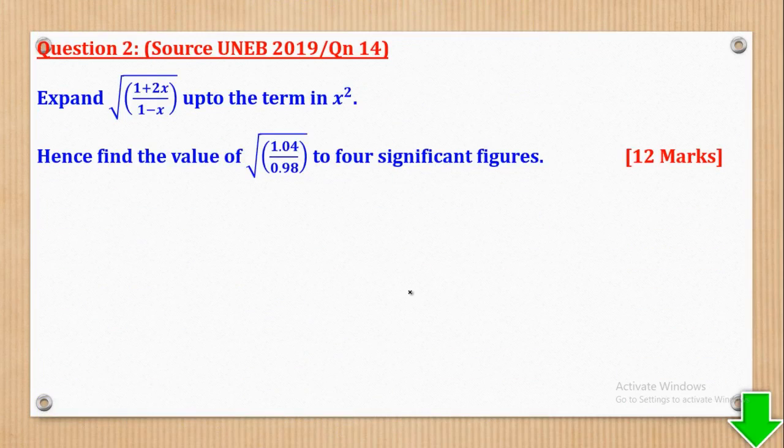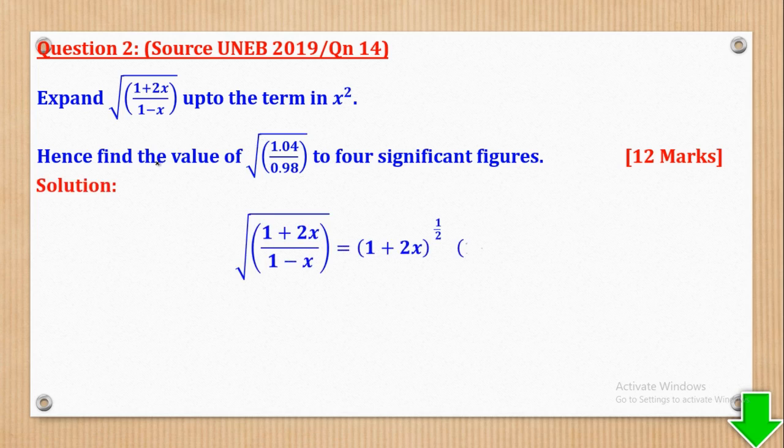So that was question 1, and I believe you have mastered the concept behind binomial expansion. So now we shall go to question 2, which came from UNEB 2019 paper 1 question 14, and says expand square root of this up to the term in x squared, then hence find the value of this to 4 significant figures. So let's start with this part of expanding.